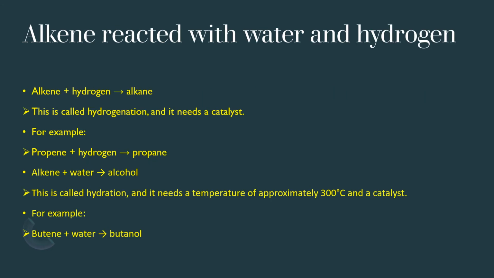Alkene reacted with hydrogen and water. Alkene plus hydrogen goes to alkane. This is called hydrogenation and it needs a catalyst. For example, propene plus hydrogen goes to propane. Next, alkene plus water goes to alcohol. This is called hydration and needs a temperature of approximately 300 degrees centigrade and a catalyst. For example, butene plus water goes to butanol.